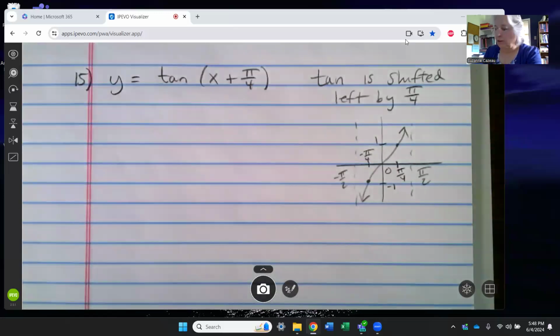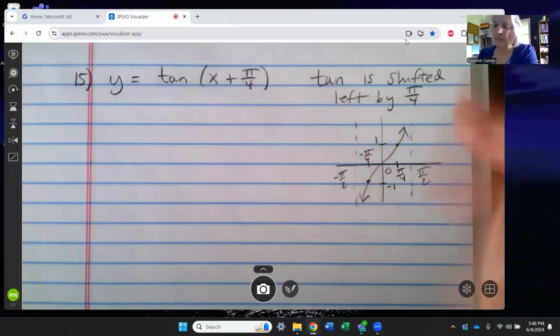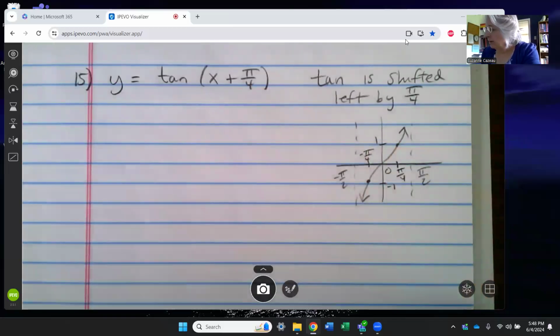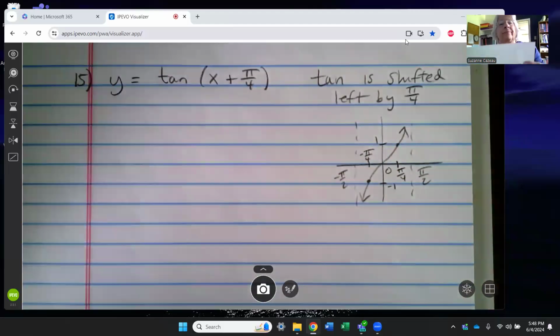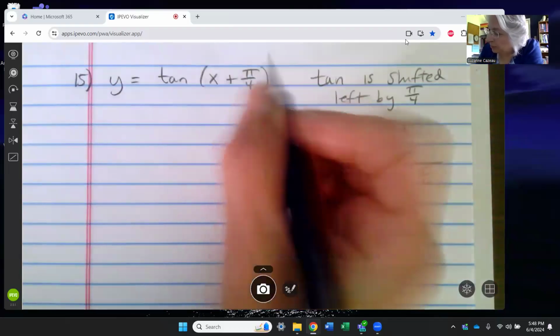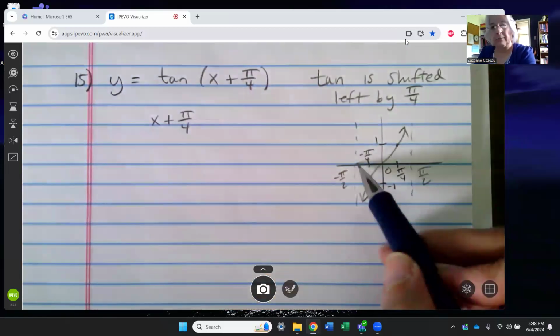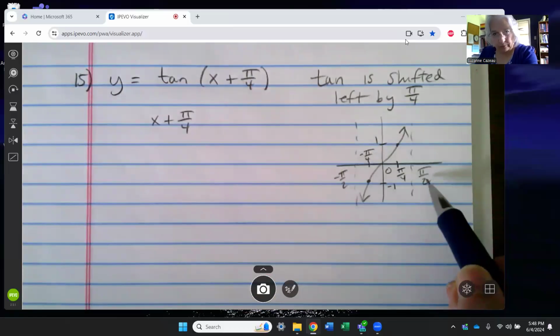Okay. So these are your, so we don't have quarter points, we have halfway points. Okay, but first they're going to want to know the principal cycle, I'm sure. Yeah. So what you're going to do is take this x plus pi over 4, and you know that that's going to be in between negative pi over 2 and pi over 2.